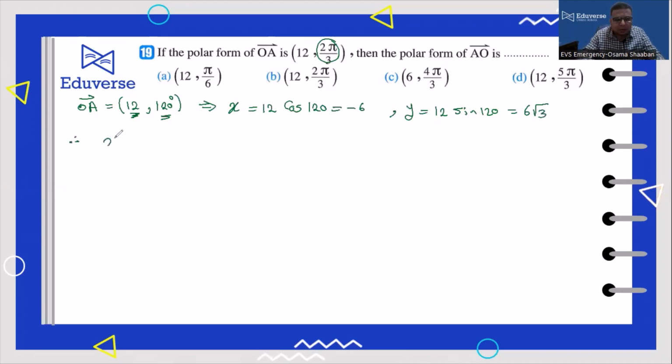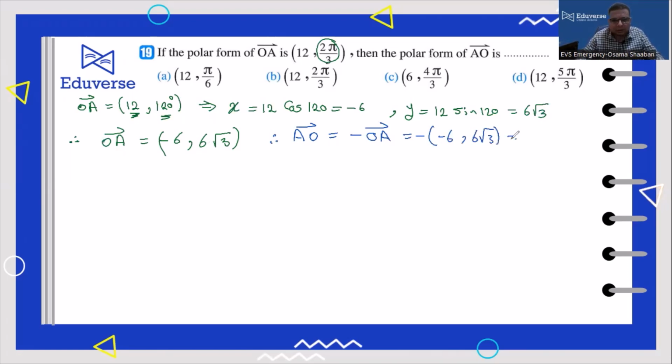Then vector OA equals negative 6 and 6 root 3. Then what about vector AO? Vector AO will be in the opposite direction, so it will be negative vector OA. So negative of negative 6 and 6 root 3 will be positive 6 and negative 6 root 3.